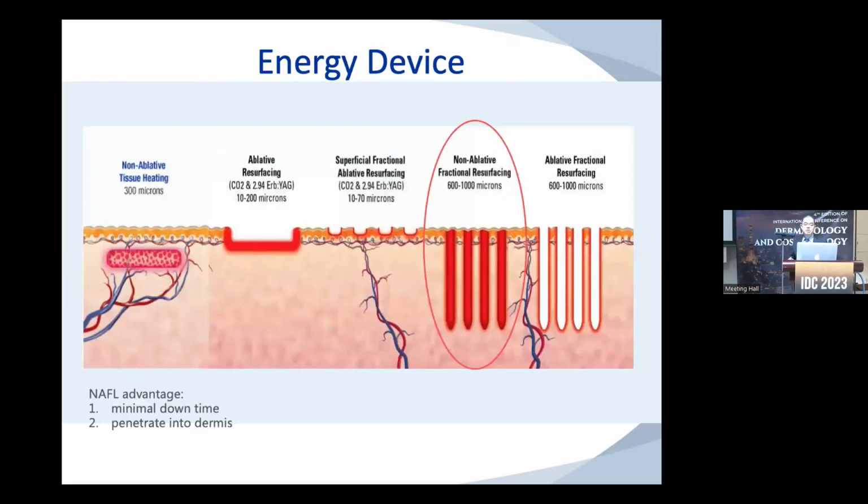This picture shows how energy devices work on the skin. For example, non-ablative tissue heating, ablative resurfacing, and very superficial fractional ablative resurfacing. Usually these lasers are CO2 or erbium. We also have non-ablative and ablative fractional resurfacing lasers. These two lasers can work deep into the dermis, usually 600 to 1000 microns. We want to use non-ablative laser because it has advantages like minimal downtime and deep penetration into the dermis.